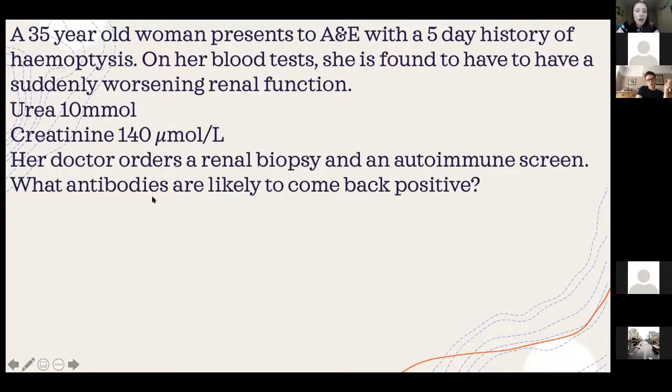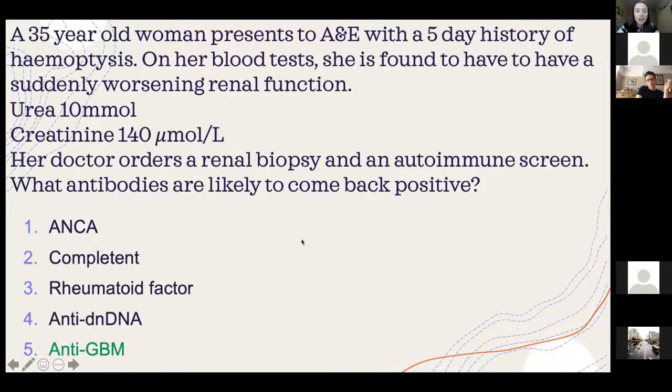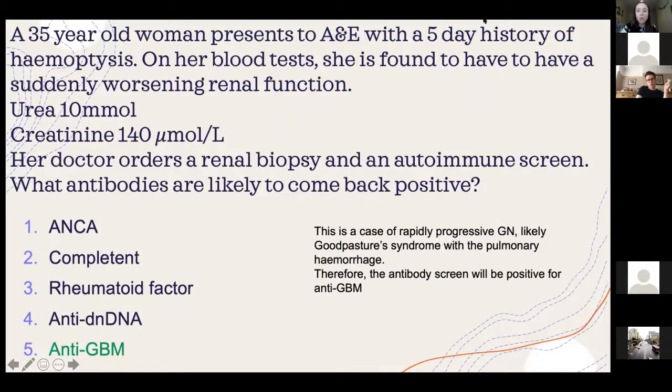So the 35-year-old with massive hemoptysis, so the antibodies, anti-GBM, yeah, the answers were right there in the chat. So this is probably a case of rapidly progressive glomerulonephritis, likely due to Goodpasture's syndrome with the pulmonary hemorrhage. So therefore, when you've done the antibody screen, it would be positive for anti-GBM.